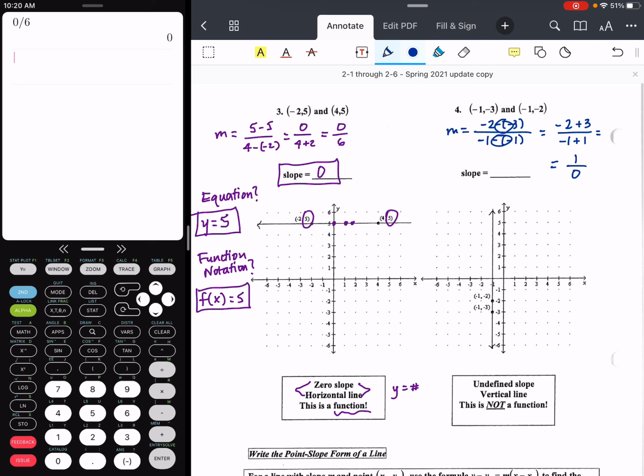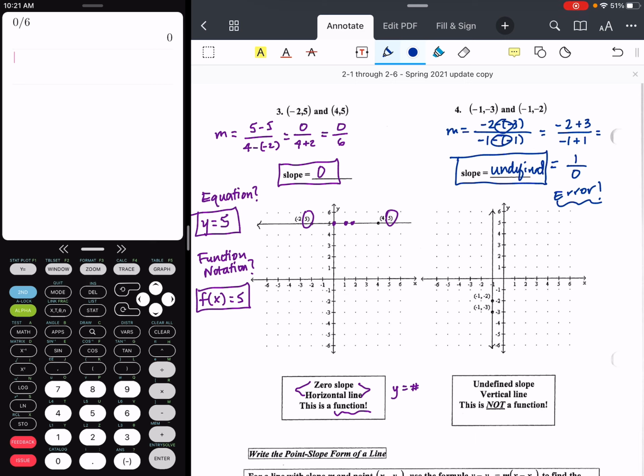And if you have a brain fart and forget what this is, try it in your calculator. Oop, and of course my calculator is freezing. But if you guys try this in your calculator, 1 divided by 0, you're going to get some sort of an error message. That's because this slope is undefined. So for a vertical line, you will always have an undefined slope. If your slope is undefined, you will always have a vertical line. So these guys always go together.